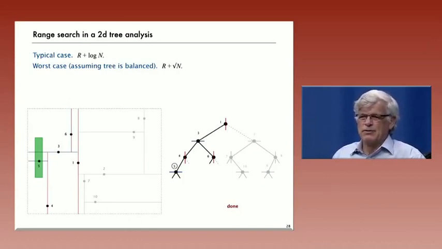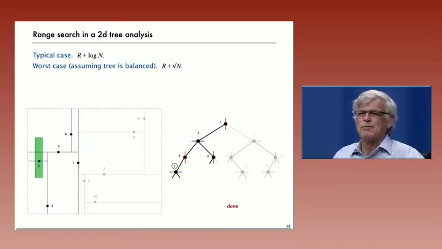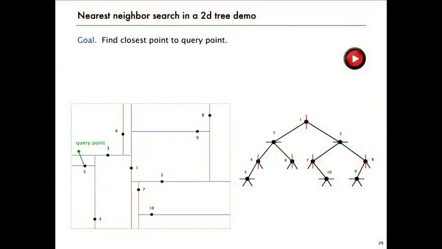And with some difficulty, it's possible to prove that even if the tree's balanced, you can get a worst case proportional to square root of n. So analysis of 2D trees is a bit beyond our scope, but for many practical applications, they're easy to implement and worth using. Let's look at using 2D trees to solve another problem, the so-called nearest neighbor search.